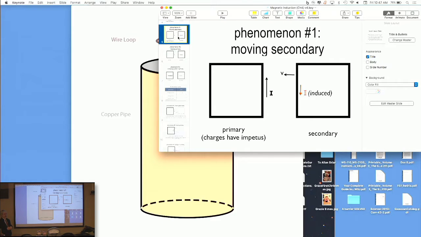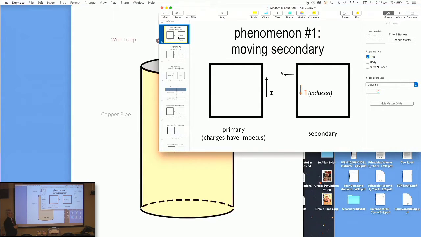So the secondary would slow down? Well, it depends on how you're moving it, right? If it's just moving freely, you've given it some impetus, and there's nobody pushing it, then it would slow down, right? It would see a back force on it, and that's to reduce its impetus, right? As a result of this induction.